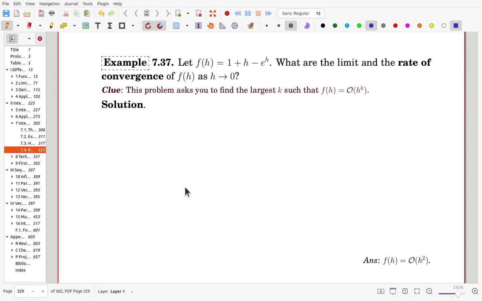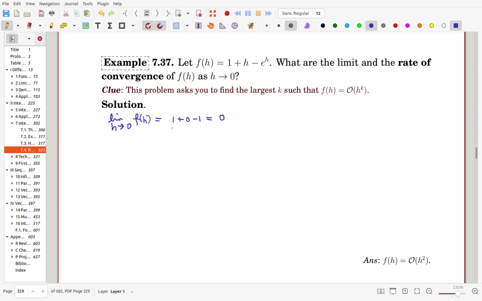Okay, for this problem, f of h is 1 plus h minus e to the h. What are the limit and the rate of convergence of f of h? Okay, what is the limit? Well, as h approaches 0, that is 1 plus h minus e to the h. So the limit is 1 plus 0 minus 1, so that limit is 0.